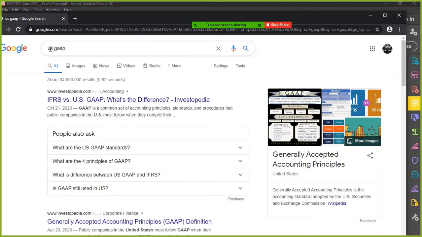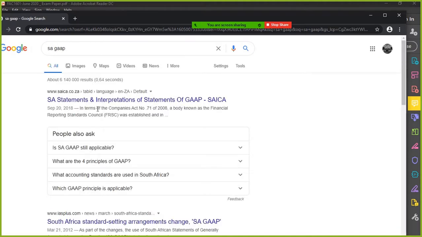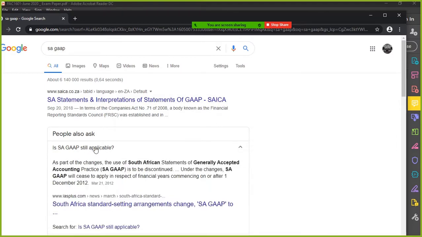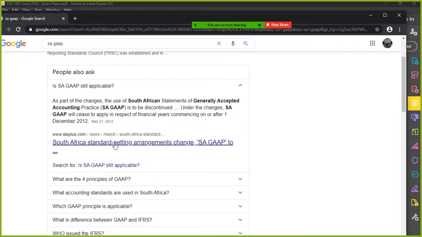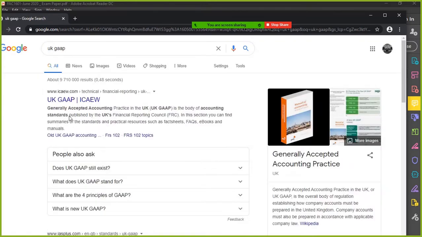Okay, so South Africa has their own GAAP, SA GAAP. Here. Okay, so SA statements and interpretations of statements of generally accepted accounting practice, SICA. Okay, is SA GAAP still applicable? Okay, obviously South African GAAP is in line with IFRS now. All right, so back in the past, South Africa chose to go international and to follow an international rule-setting body, basically. Let's search for another one. Let's search for UK GAAP. Here, see, the UK Generally Accepted Accounting Practice. Okay, all countries have their own Generally Accepted Accounting Practice.